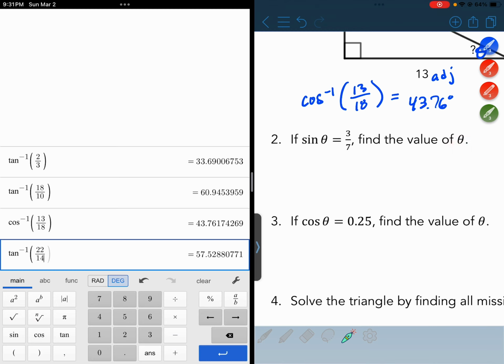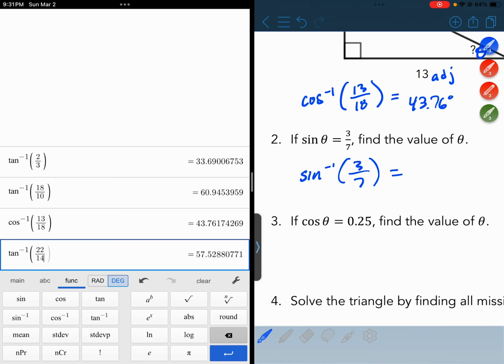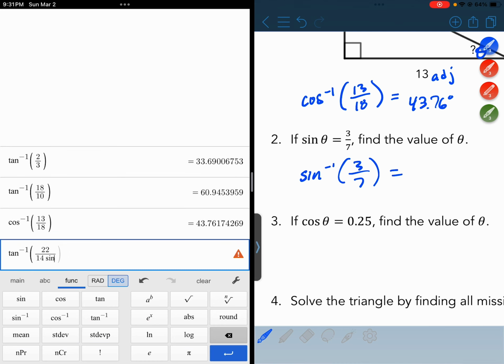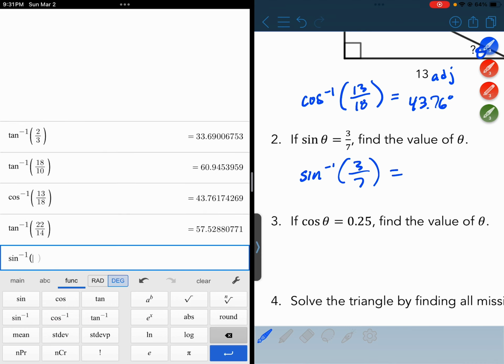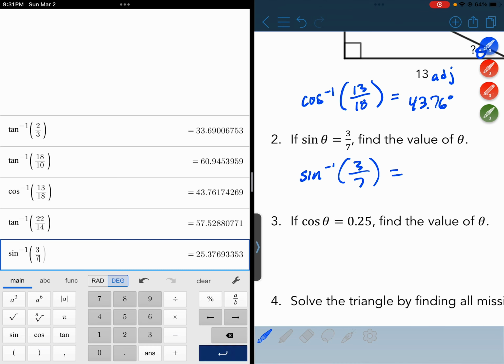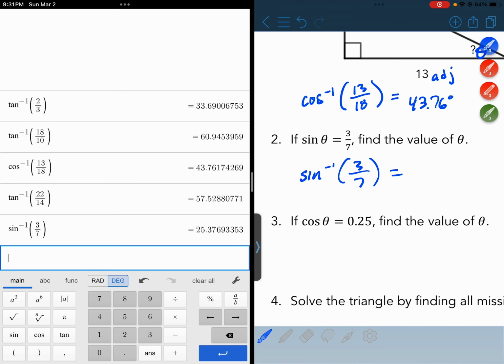Well, if they're just going to give us the ratio, then we'll use the sine inverse button to get the angle. All right, sine inverse. Okay, we know the ratio is 3 to 7. So let's go ahead and figure this out. Okay, so start a new line. Sine inverse of the ratio 3 to 7. All right, so the mystery angle is 25.4 degrees.